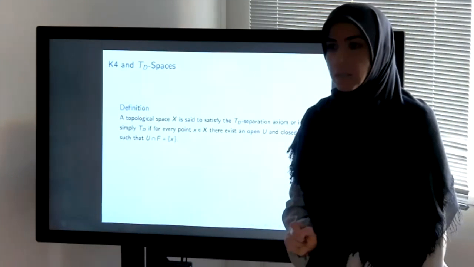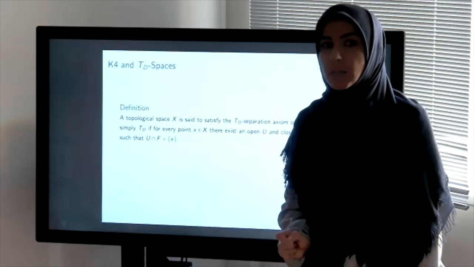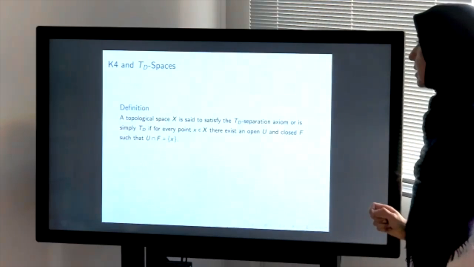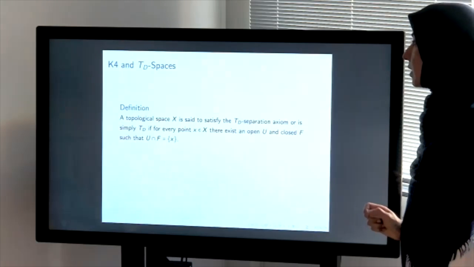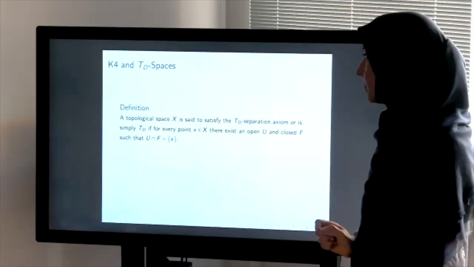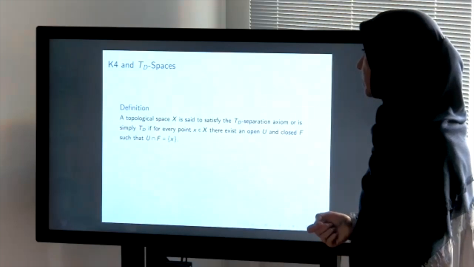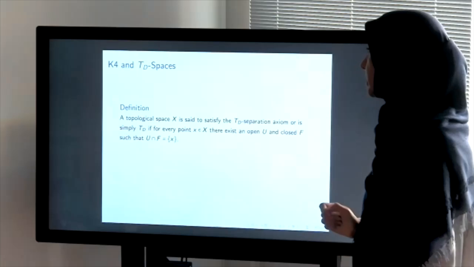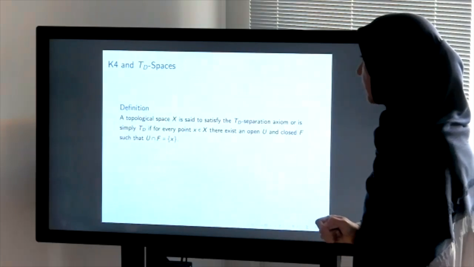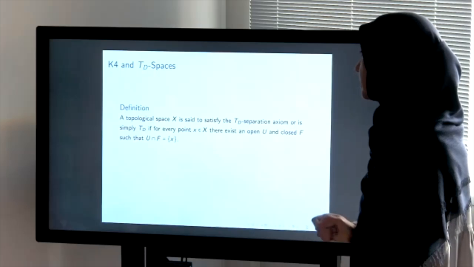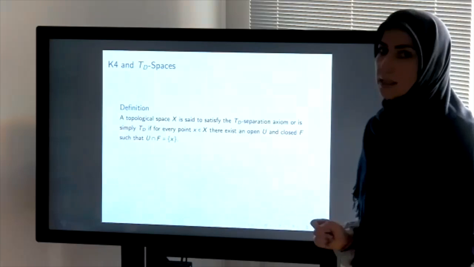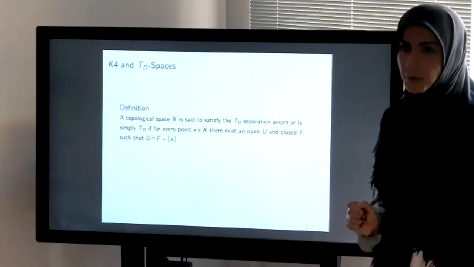Now let's consider some completeness results with respect to some special classes. The first class that we want to consider is the class of TD spaces. We say that a topological space X satisfies the TD separation axiom, or simply X is a TD space, if for every point x there exists an open set U and a closed set F such that {x} is equal to the intersection of U and F.